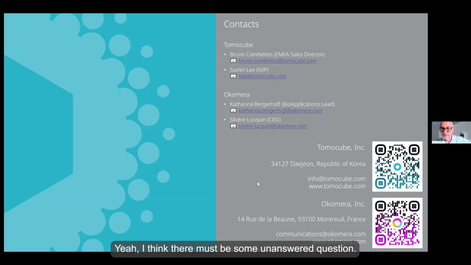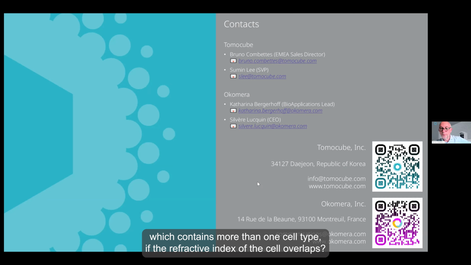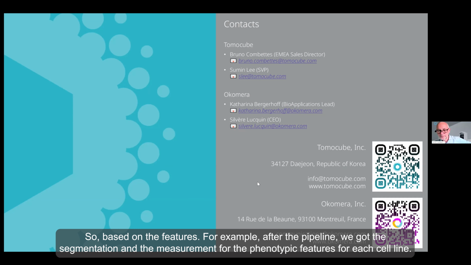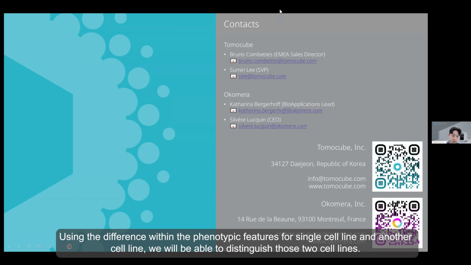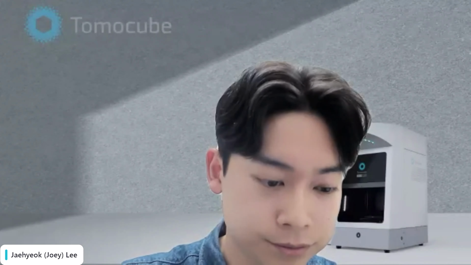Yeah, I think there must be some unanswered questions, but okay, a last one for Joey. For holotomography, how to create the pipeline to distinguish the unlabeled cells which contain more than one cell type if the refractive index of the cells overlaps? So based on the features, for example, after the pipeline, we get the segmentation and the measurement of the phenotypic features for each cell line. So using the differences in the phenotypic features between a single cell line and another cell line, we will be able to distinguish those two cell lines.